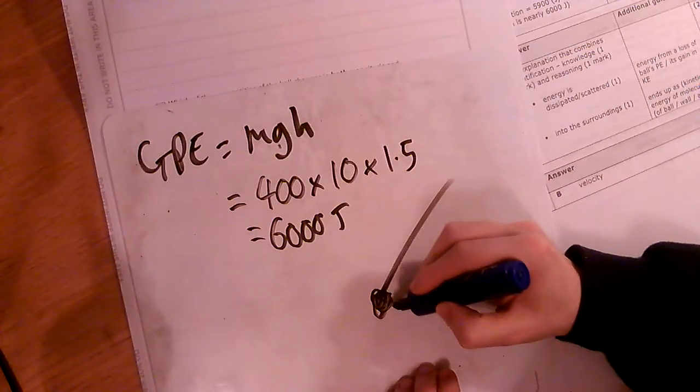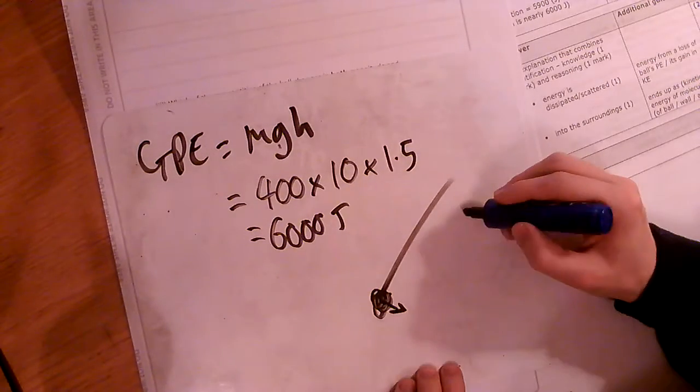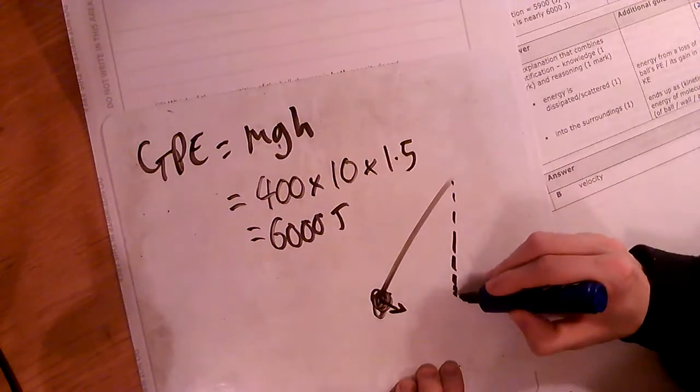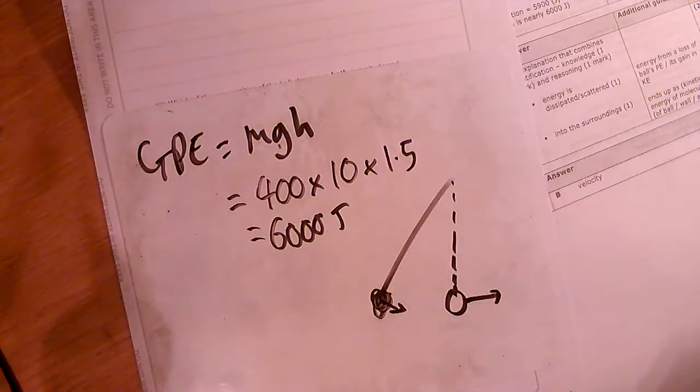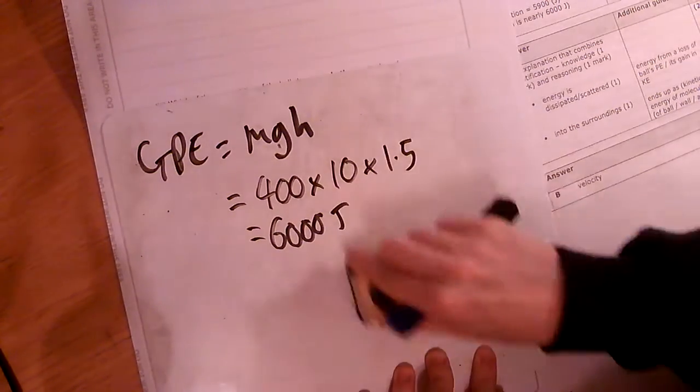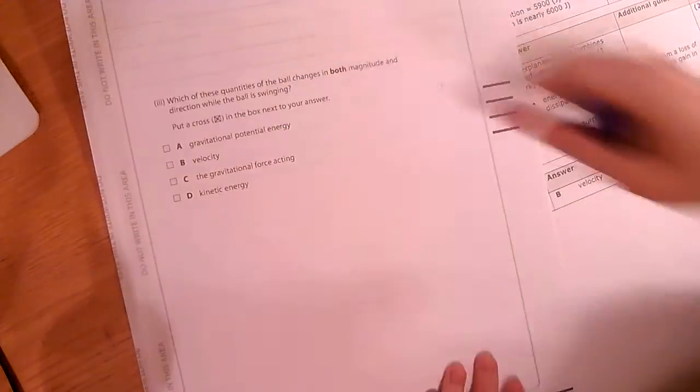So as it starts to swing, it's going to have a small velocity in this direction. As it comes nearer to the wall, it's going to have a larger velocity in a different direction. So it's changing both magnitude and direction, which means it's got to be that one. So it's going to be velocity for that part of the question.